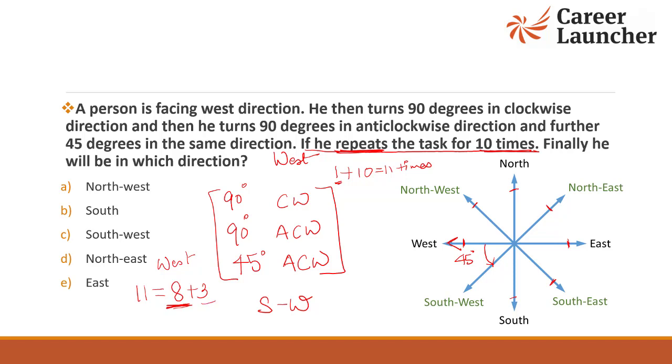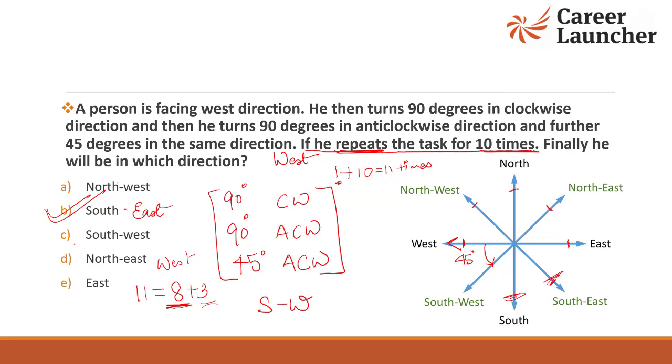Now another 3. If he does this task for one more time, he would now be facing southwest. One more time south. Another one more time southeast. So our answer here should be southeast, which is not here in any options. Let me change one of the options to southeast. So our answer would be southeast. So that's how this repetition task has to be done.